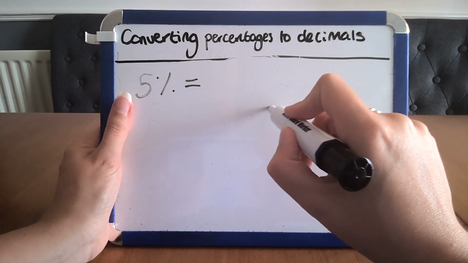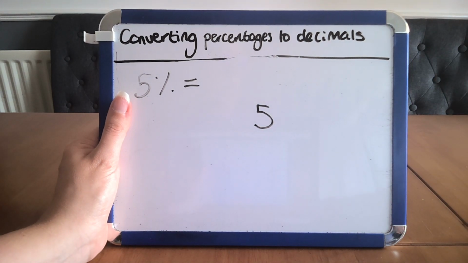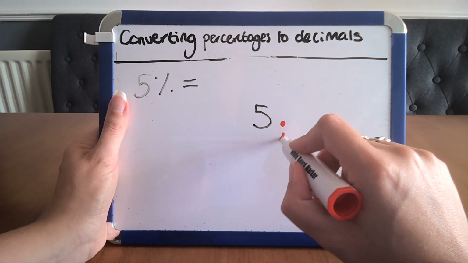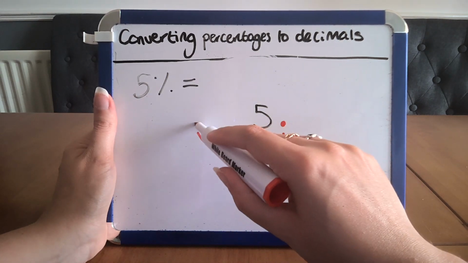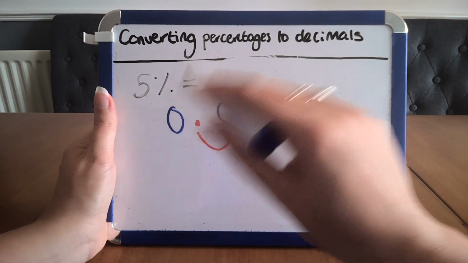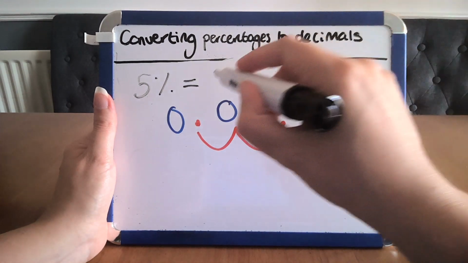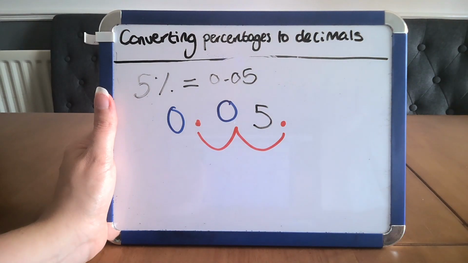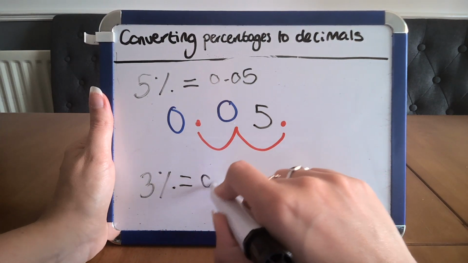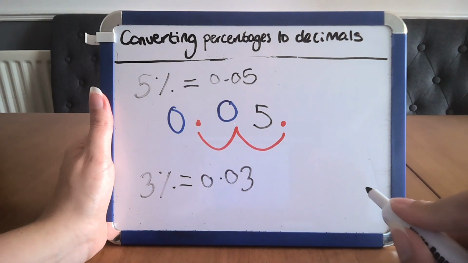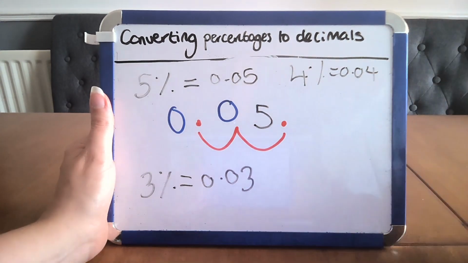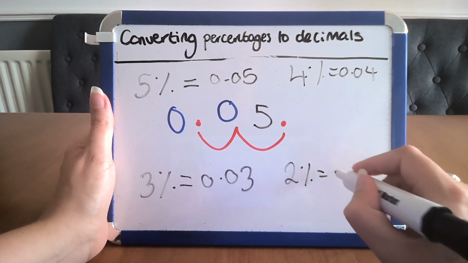So 5%, you have your 5, you have your imaginary decimal point, it moves over 2 places, 1, 2, ends up here. You need to replace this gap with a 0 and a 0 here. So it's 0.05. If you have 3%, it's going to be 0.03. If you have 4%, 0.04. 2%, 0.02.